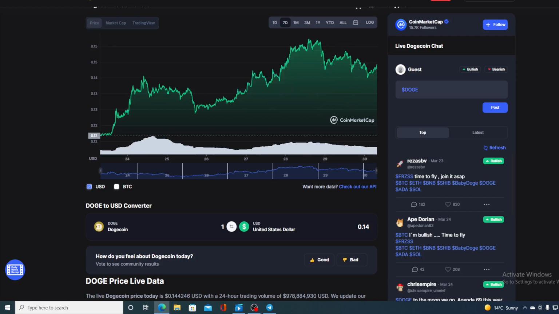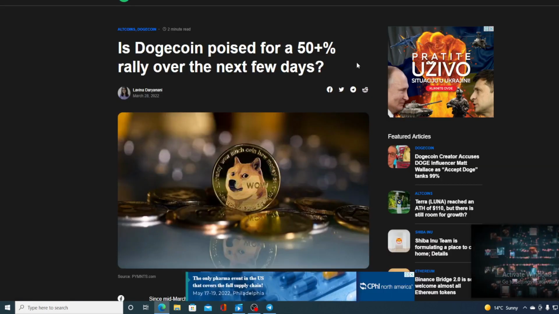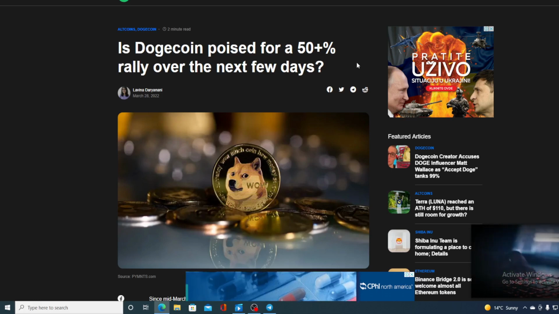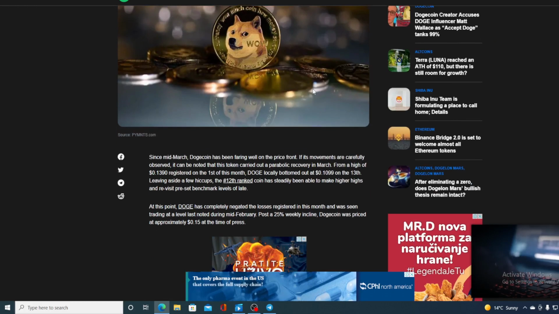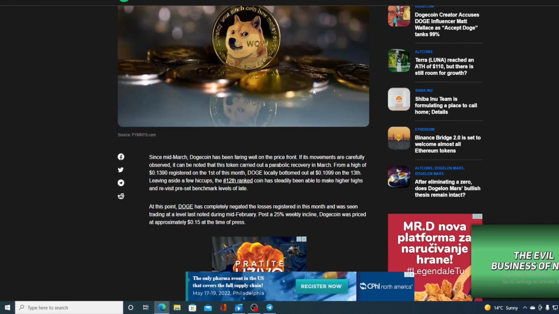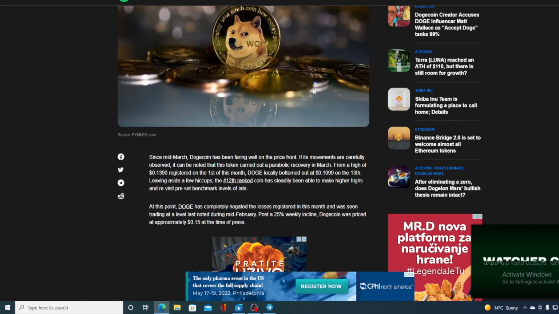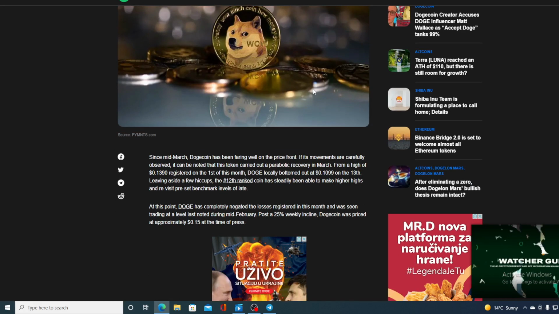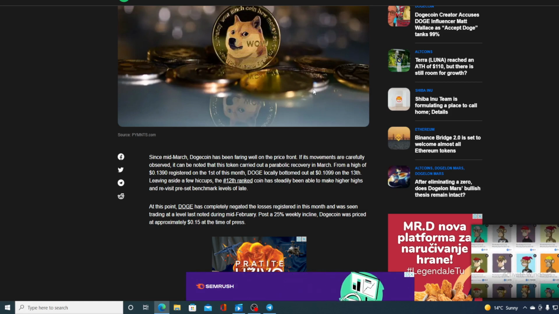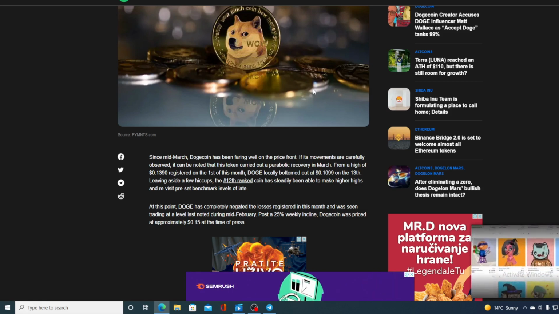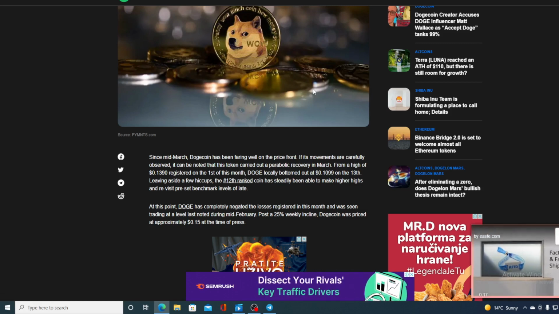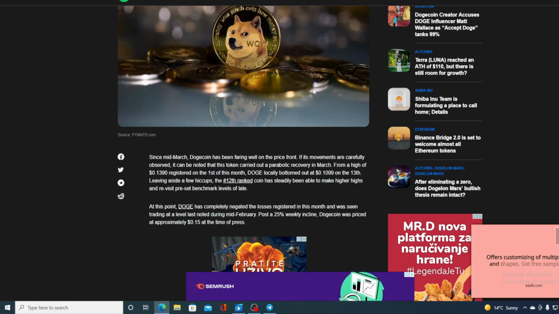Now let's go to the next news that I have prepared for you. Check this out, guys. Is Dogecoin poised for a 50%+ rally over the next few days? Since mid-March, Dogecoin has been faring well on the price front. Its movements are carefully observed. It can be noted that this token carried out a parabolic recovery in March from a high of 0.1390 registered on the 1st of this month. Doge locally bottomed at 0.1099 on the 13th, leaving aside a few hiccups.